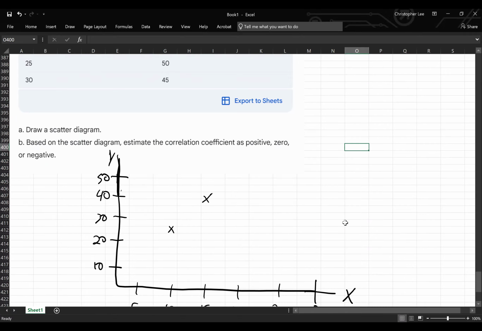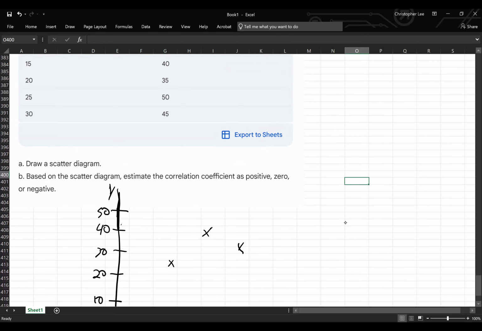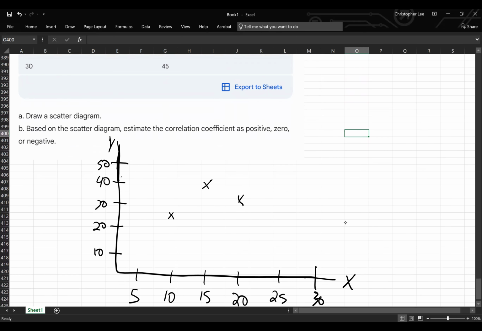So 20, 35 is somewhere like here. Then 25, 50, and then 30, 45. So it looks like this: up, down, up.